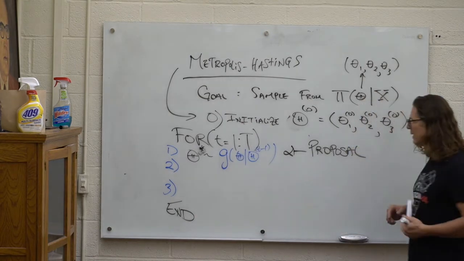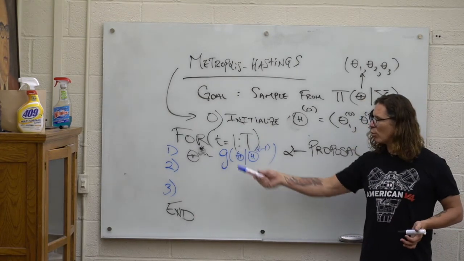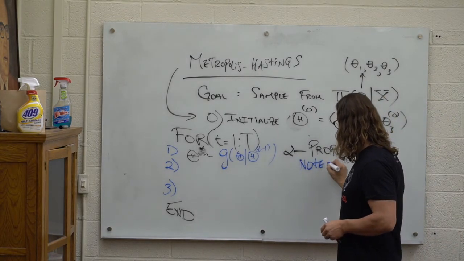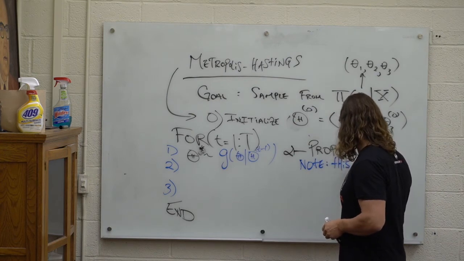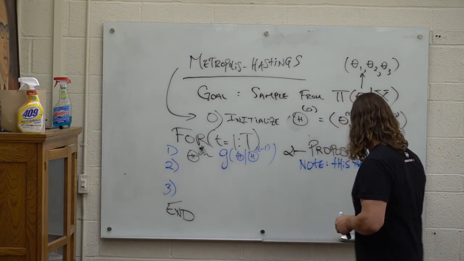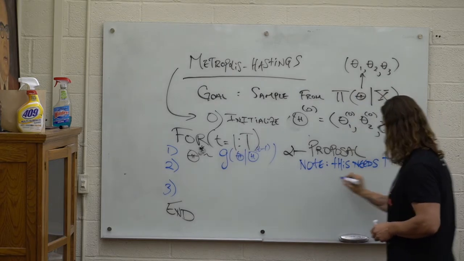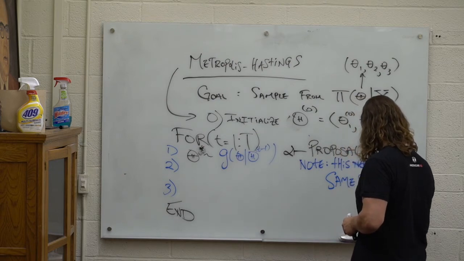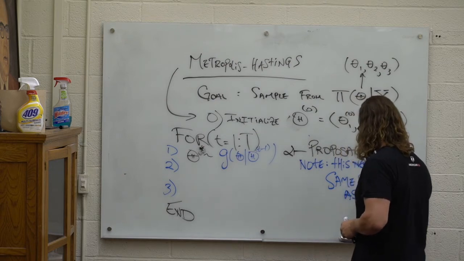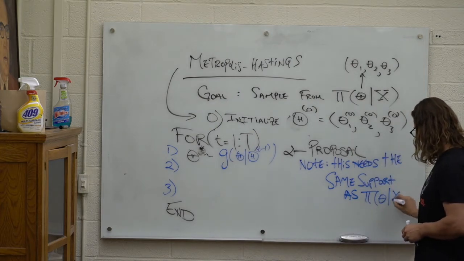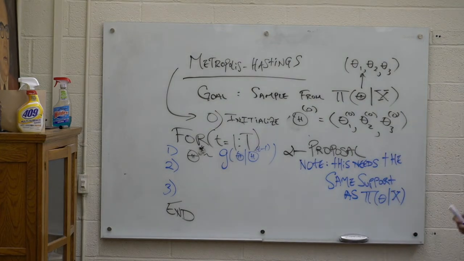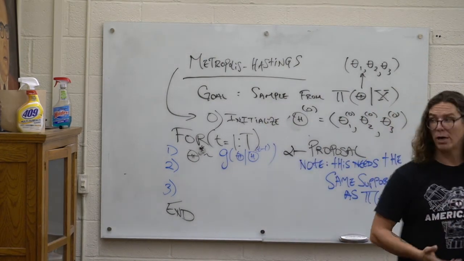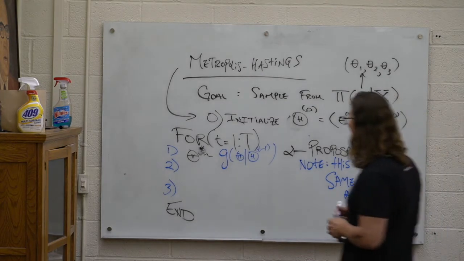So proposal. This needs to propose into the support where theta lives. So I'll just make a note: this needs the same support as pi, our target. Ultimately, we're going to be either going to where we proposed or we're going to stay in the same location. There's one of two possibilities. I'll write that down in a second.